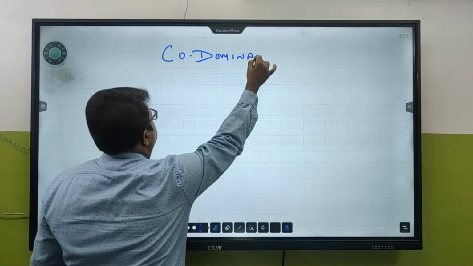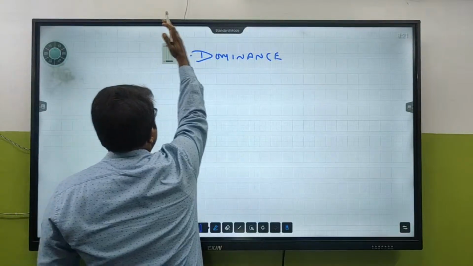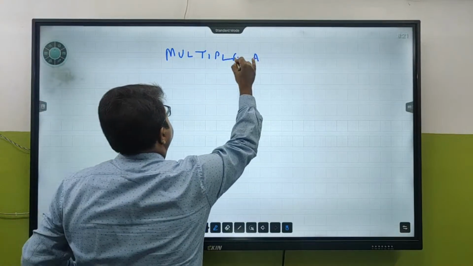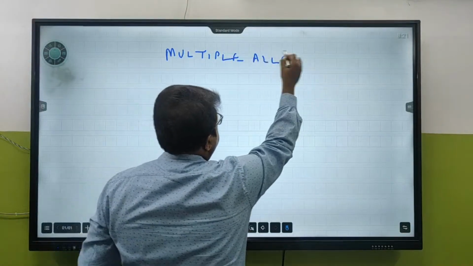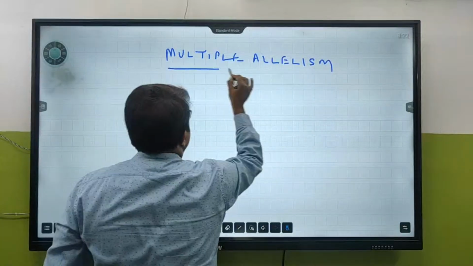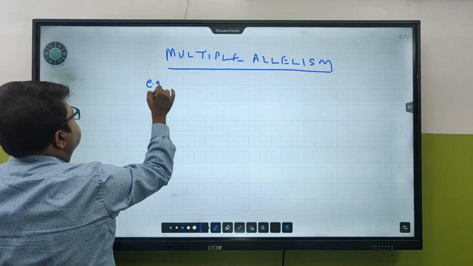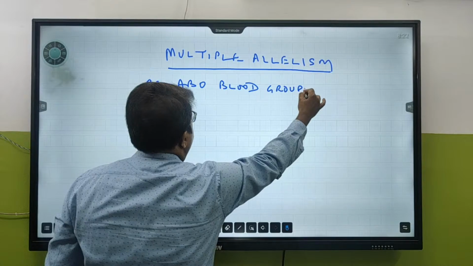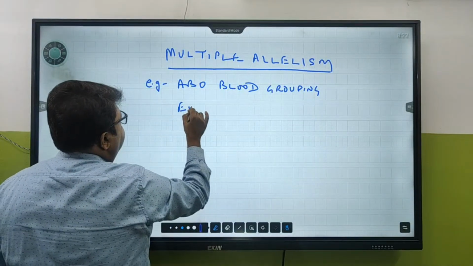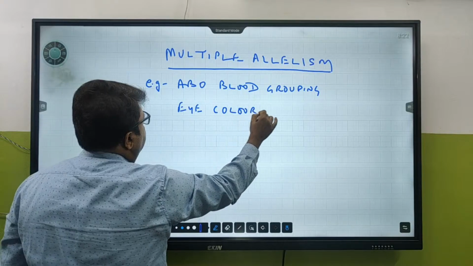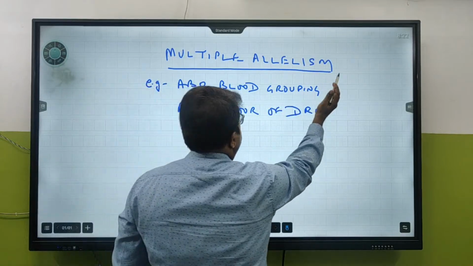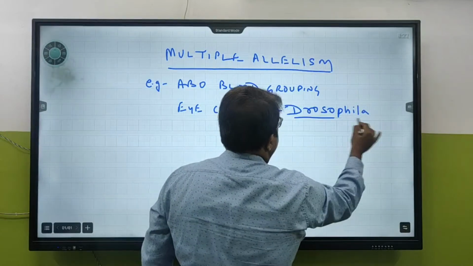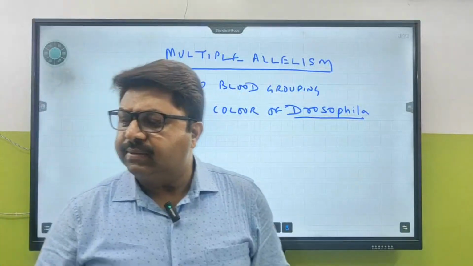What is it? Codominance. First, let us talk about multiple allelism. The best example of this is ABO blood grouping and eye color of Drosophila. What is Drosophila? Fruit fly. All of us know that.